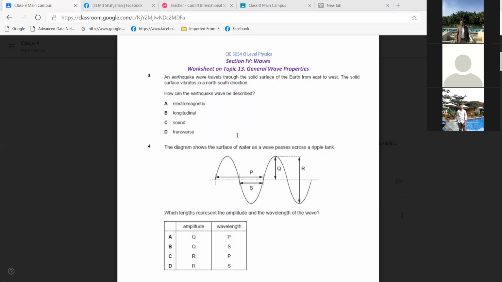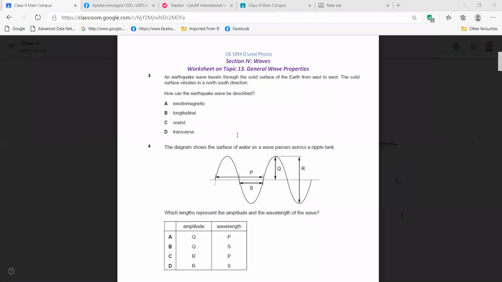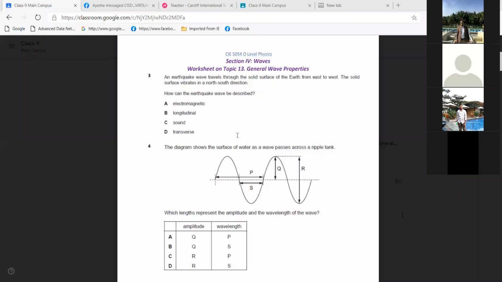So you should know first what is called electromagnetic wave. Electromagnetic wave means the one related to light waves. Do you think earthquake is light wave? No, sir. Then B. Okay, longitudinal or transverse, so B is the correct answer. Why is it B? Sir, I want to know. Yeah, you can explain.